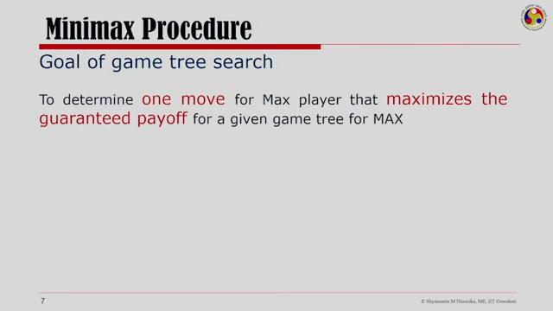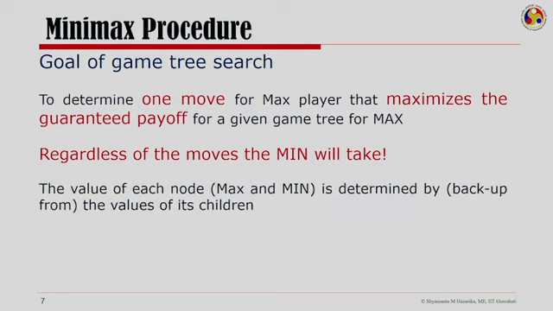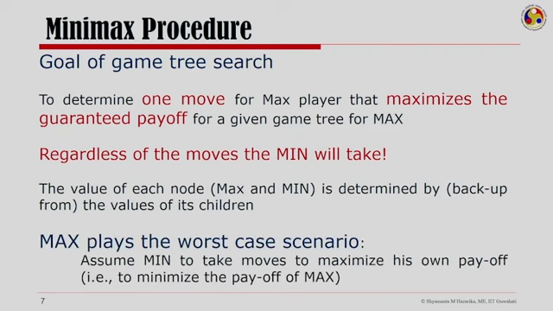Now we did determine the best move for the max player and this guaranteed somehow that the payoff was maximum for him, regardless of what move the min will take. The value of each node is determined by the values of its children, and Max plays the worst case scenario. That is, what he assumes when he is doing Minimax is that min takes moves to maximize his own payoff, that is to minimize the payoff of Max.